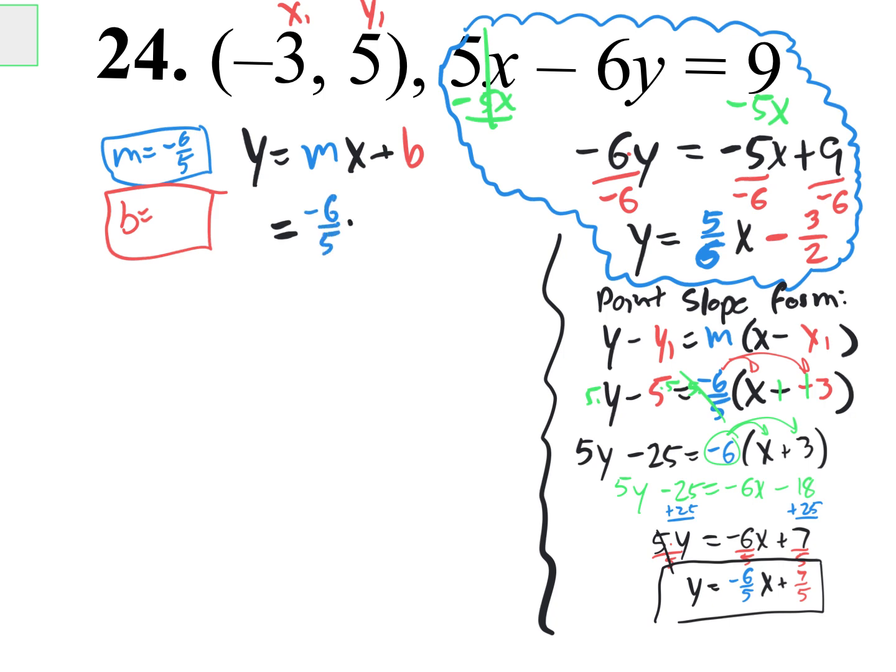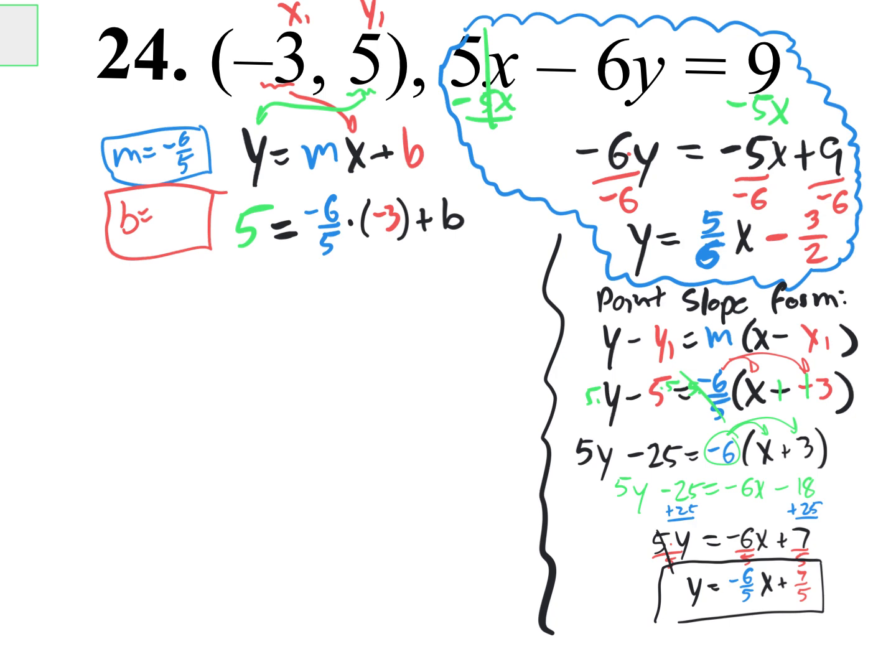We need to multiply it by x, and for x, we're going to plug in the x value of negative 3 right in there. And we're going to plug in the y value of 5 right over here, where the y is at. So you have an equation, don't forget about the plus b. You have an equation that reads 5 equals negative 6/5 times negative 3 plus b. So we need to solve this thing.